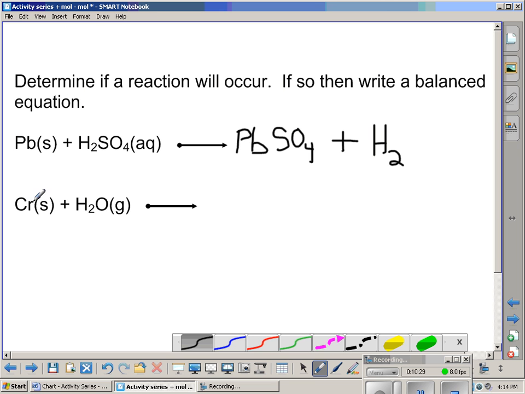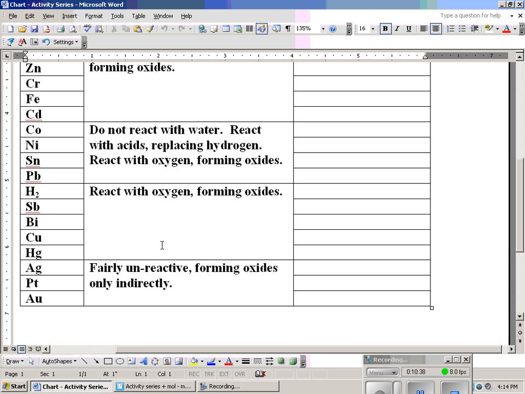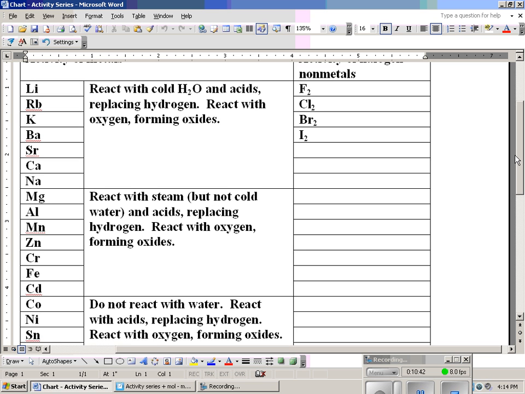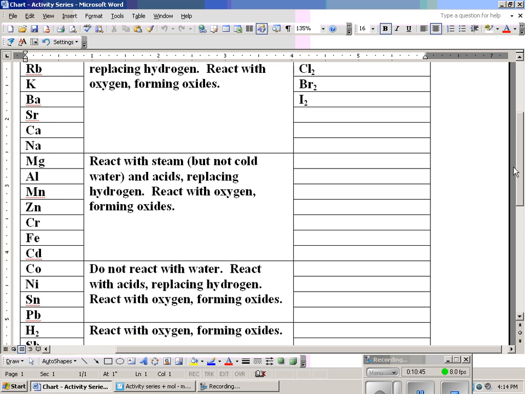Okay, last one for this video. We have chromium and water, H2O, gas form. So let's see what chromium does with water in the gas form. Where do we have chromium? Here we are, chromium. Reacts with steam, but not cold water. Okay, and we do have water in its gas form, so that applies here. So apparently we're going to get a reaction. Reacts with steam, but not cold water, and acids, replacing hydrogen.